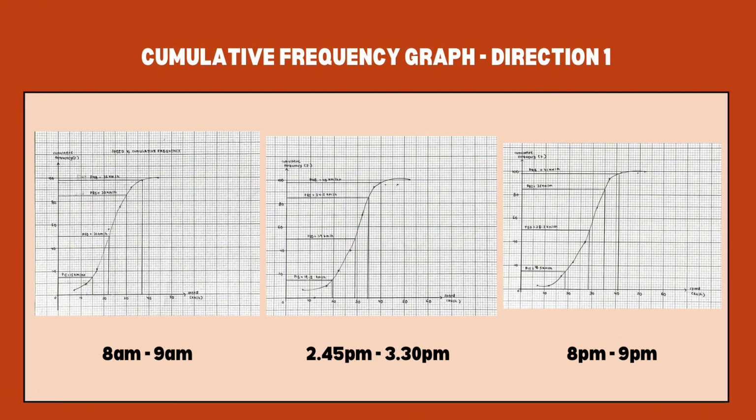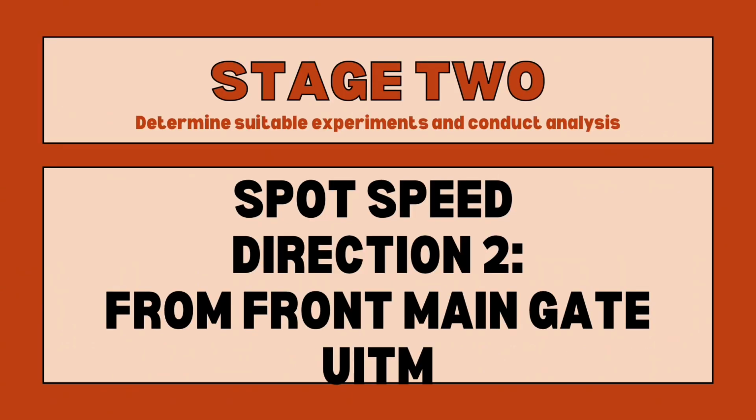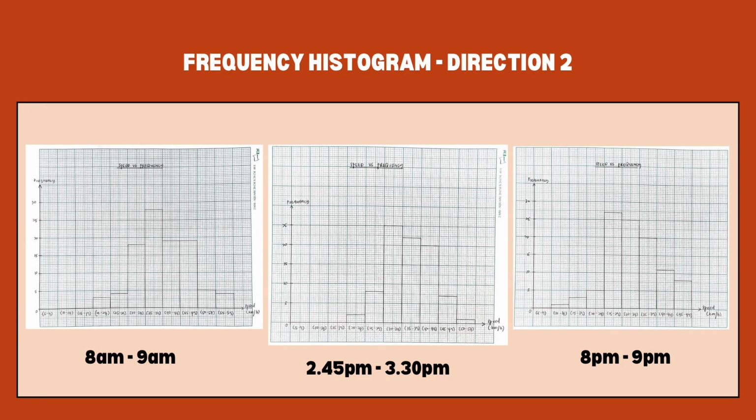And this means the speed under 85 percentile already exceeds the limit speed, which the highest is 35 km per hour, 34.5 km per hour and 30 km per hour for 85 percentile. Next, direction 2, which is from Main Gate. Frequency histogram morning shows the highest traveling is around 35 to 39 km per hour, while evening is 30 to 34 km per hour and night is 25 to 29 km per hour.